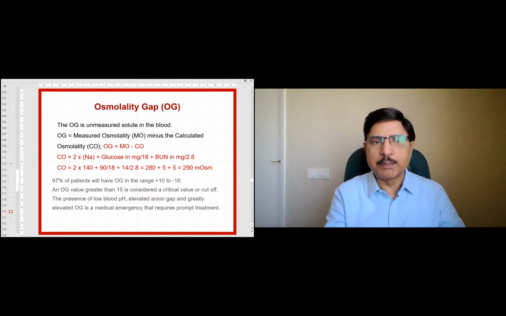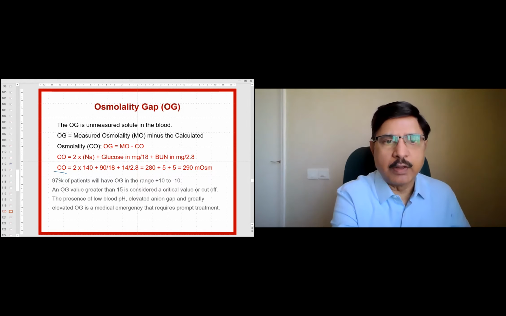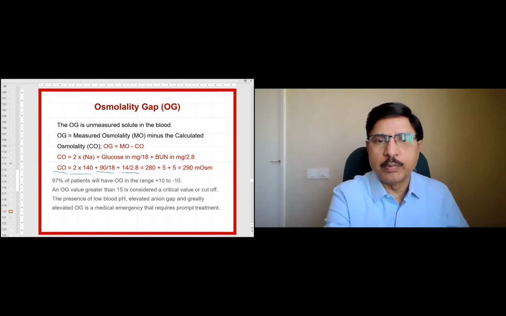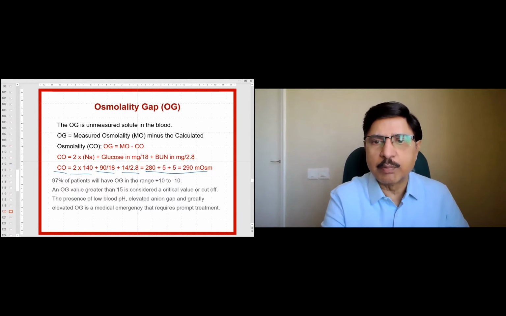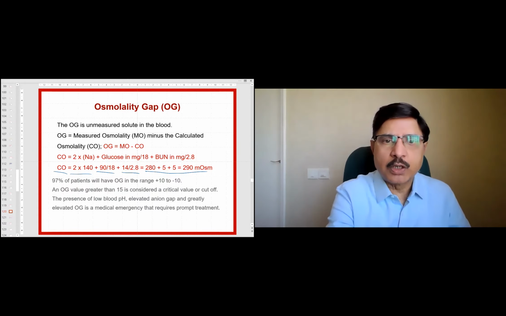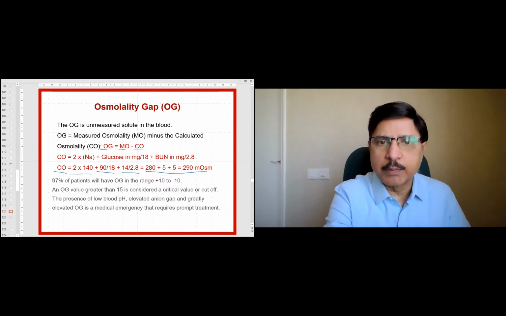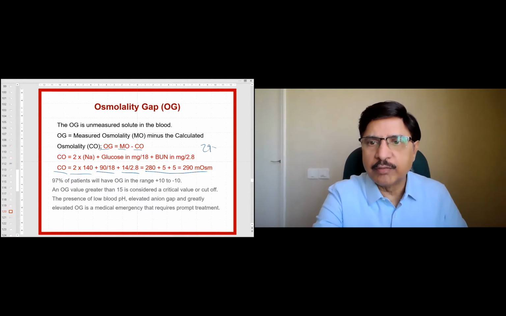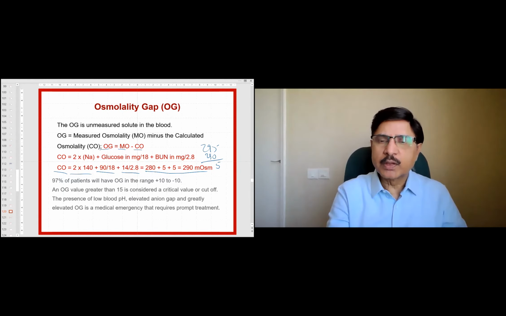So the osmolar gap is also calculated. Osmolality is 2 times sodium, plus glucose divided by 18, plus BUN divided by 2.8. We divide by 18 to convert the milligrams into milliequivalents, and here also to convert into milliequivalents. And this is the normal osmolarity. So osmolar gap is equal to measured osmolarity minus calculated osmolarity. Let's say the measured osmolarity is 295 and the calculated is 290. 5 is the difference. That is the osmolar gap.